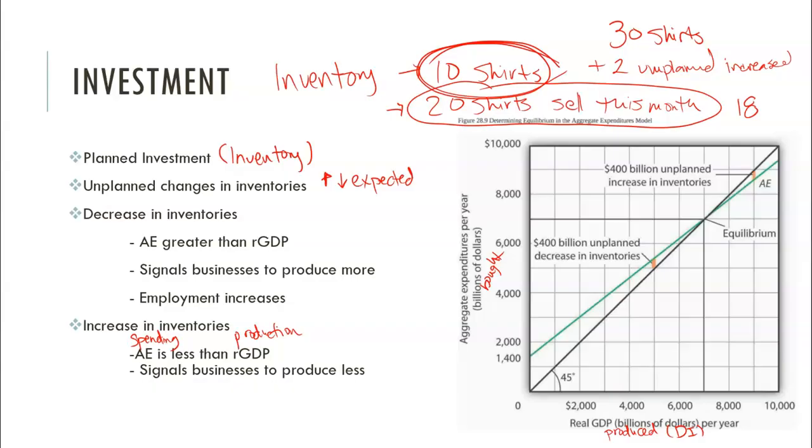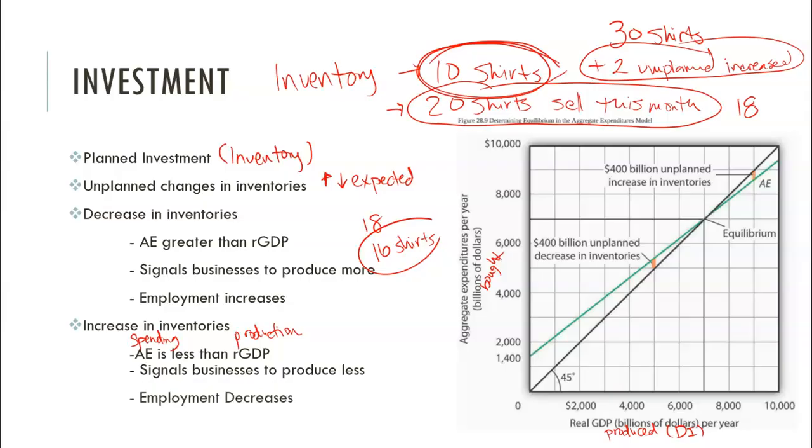This signals to the businesses that they overproduced. So next time, I'm going to make even less. So if I think I'm going to have 18 customers next month, I'm going to produce only 16 shirts because I have these 2 extra left over from last time. So I'm going to produce 16 instead of 20, and that's going to reduce employment and it's going to reduce production.